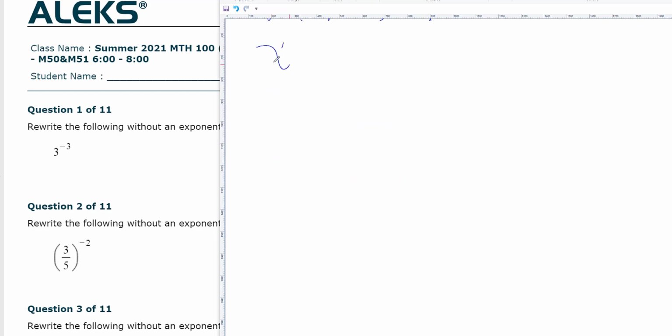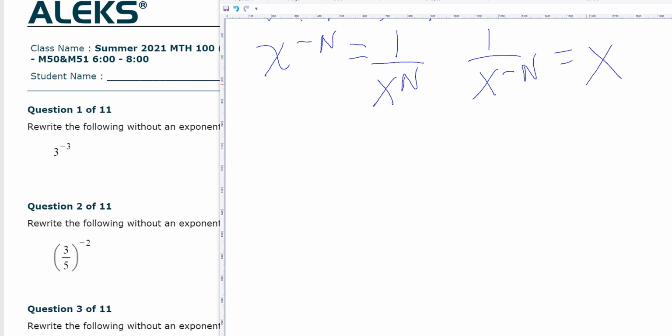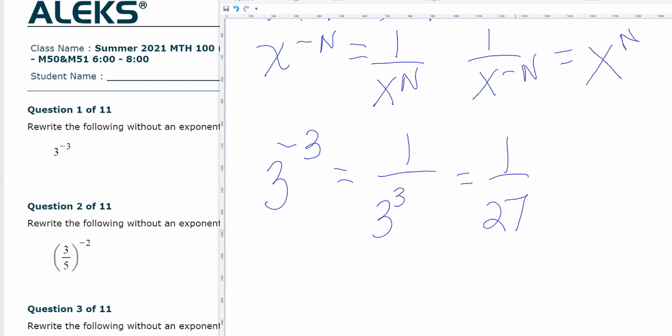So all of the other exponent laws will still apply. So we'll apply those exactly how we did in the lesson where we had all positive exponents. But if we have a negative exponent, we will change the position from numerator to denominator, or from denominator to numerator. So our first number 1 is 3 to the negative 3. Well, that means 1 over 3 to the third, which is 1/27.